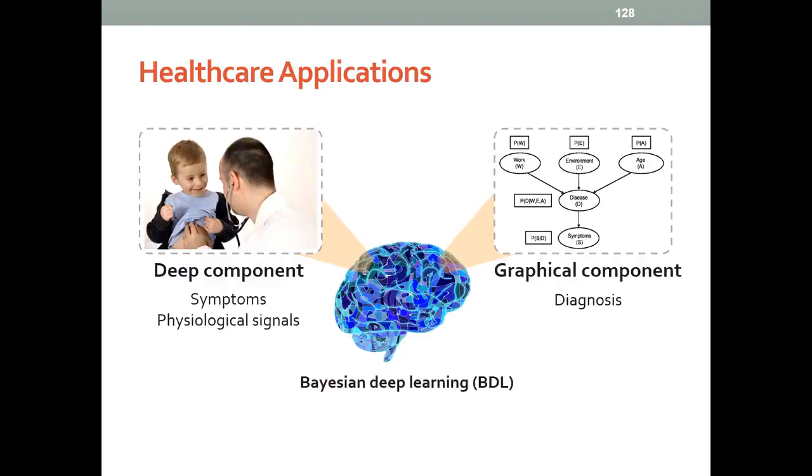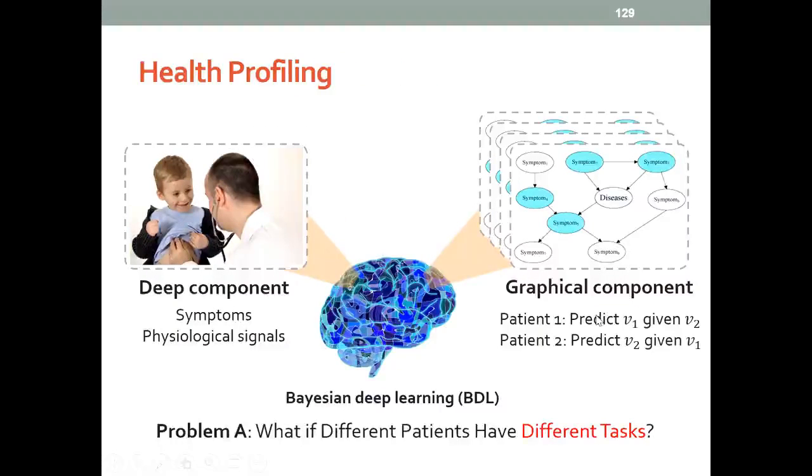Recall that in our previous healthcare examples, we said that the deep component will handle the symptoms and high-dimensional physiological signals, and the graphical component will handle the diagnosis. But what if for different patients, we actually have different tasks? For example, for patient A, we want to predict variable 1 given variable 2. But for patient B, we actually want to predict variable 2 given variable 1. How do we do this?